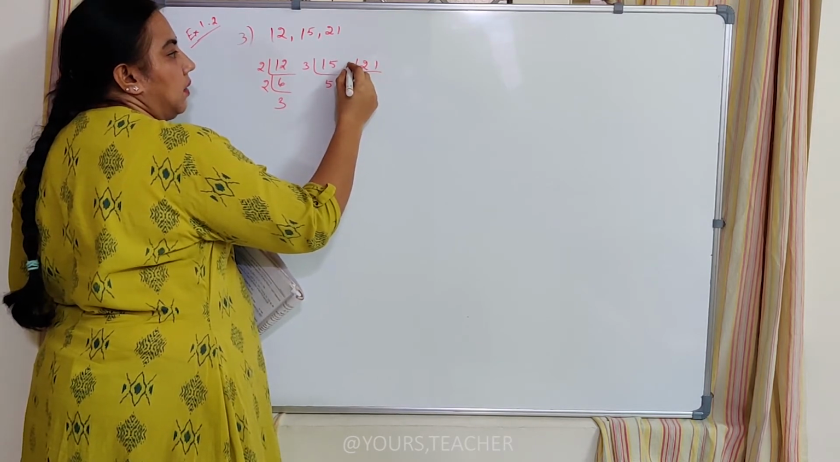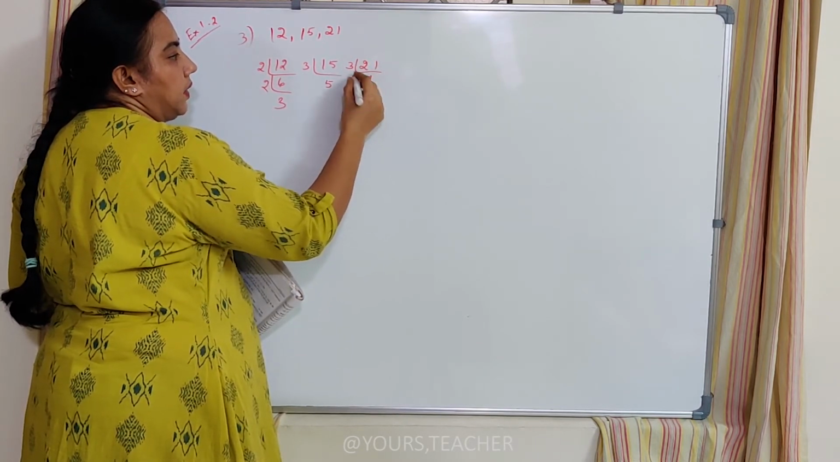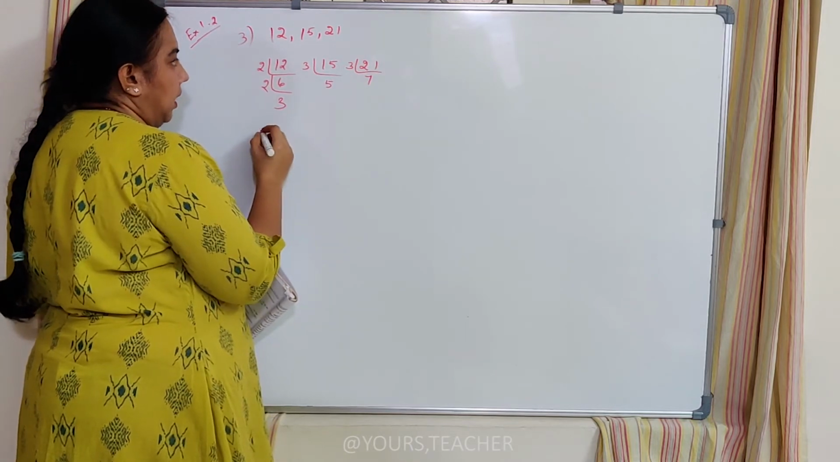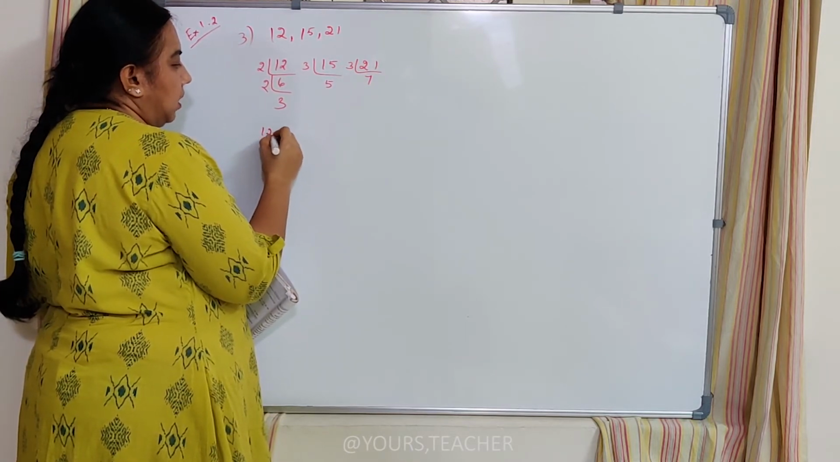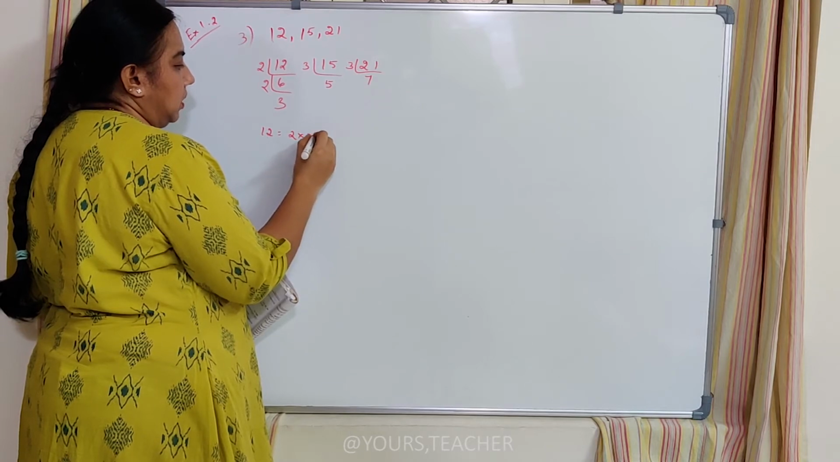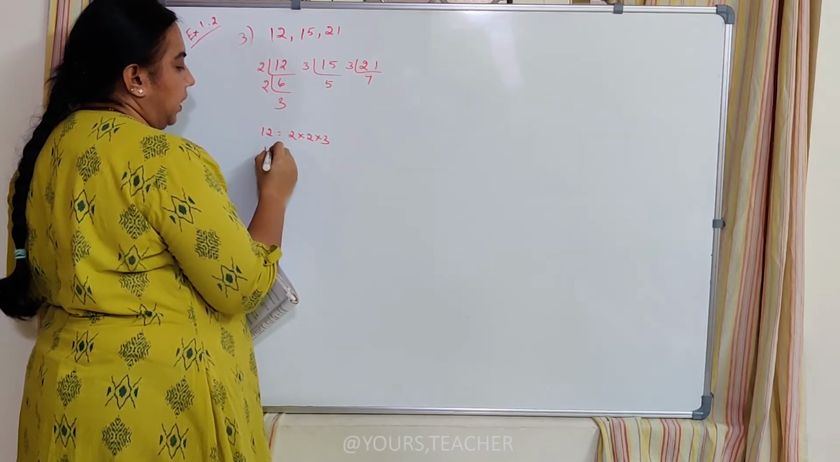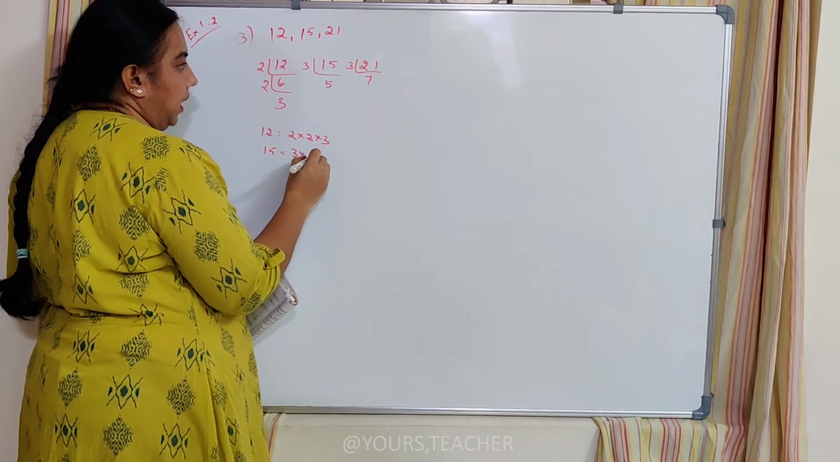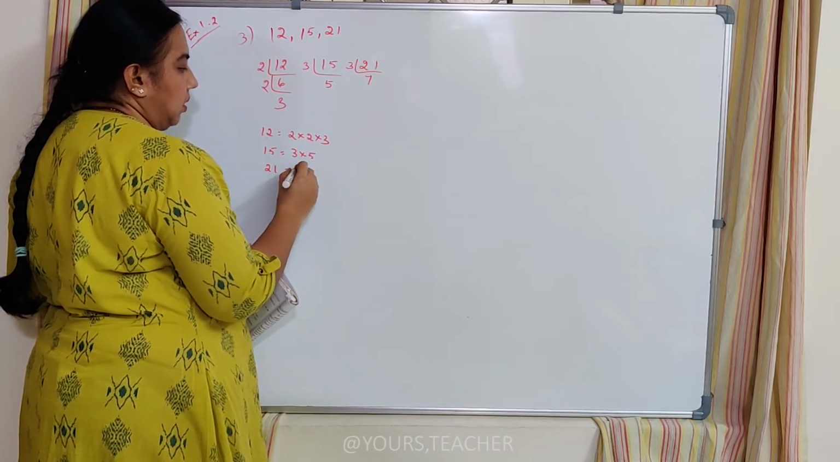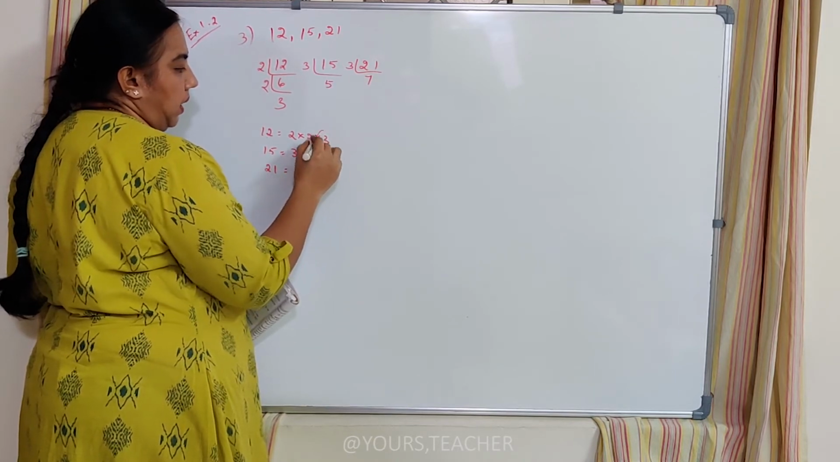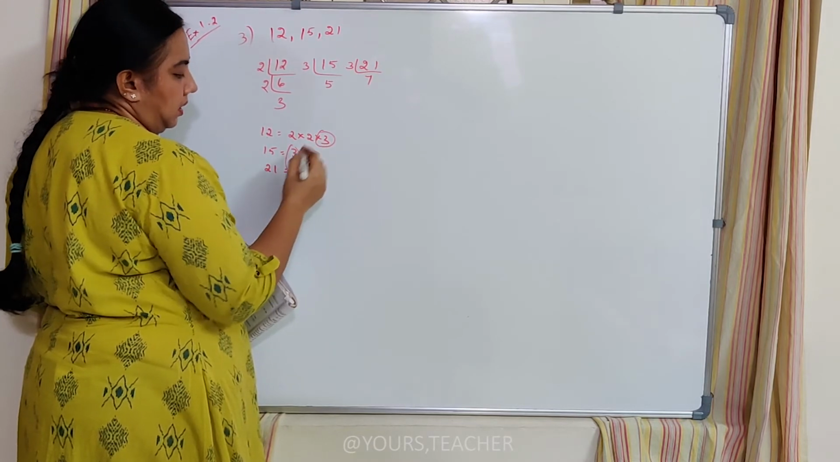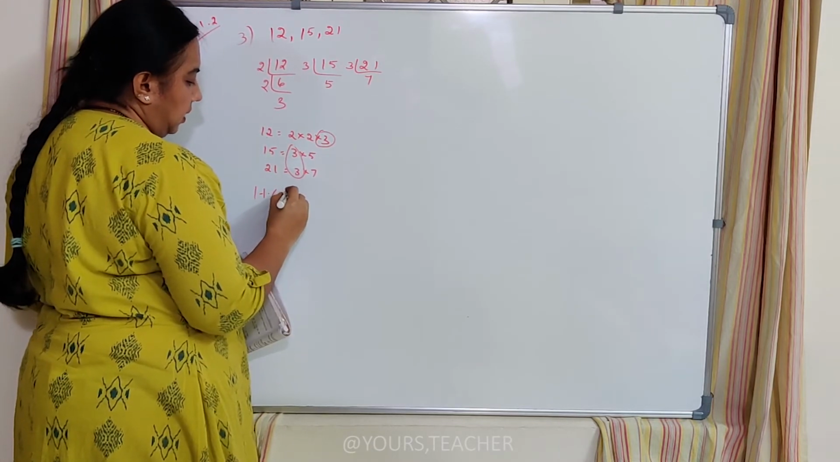And I will do 21 as 3 into 7. So I can write it as 12 is equal to 2 into 2 into 3, and 15 is equal to 3 into 5, 21 is equal to 3 into 7, and the only common factor is 3. So the HCF is 3.